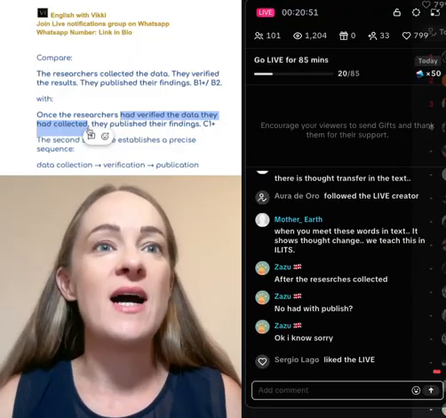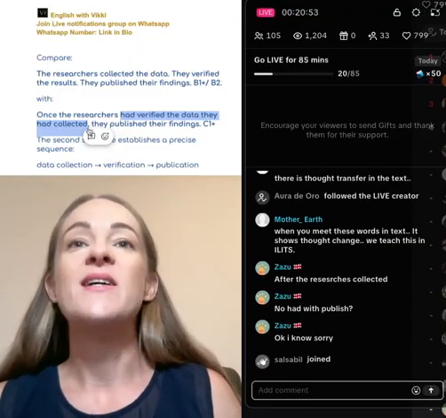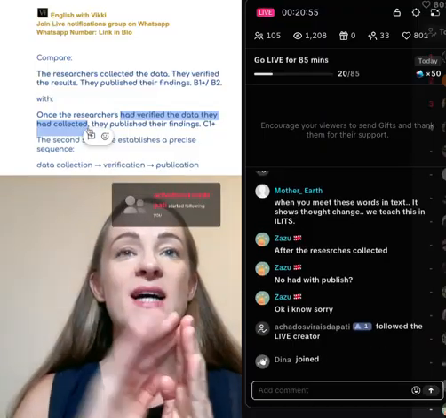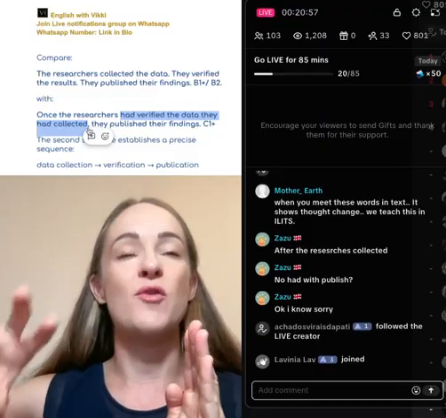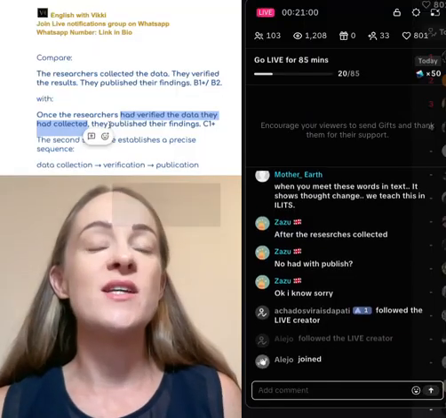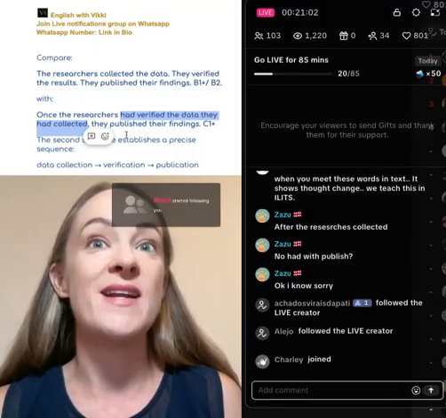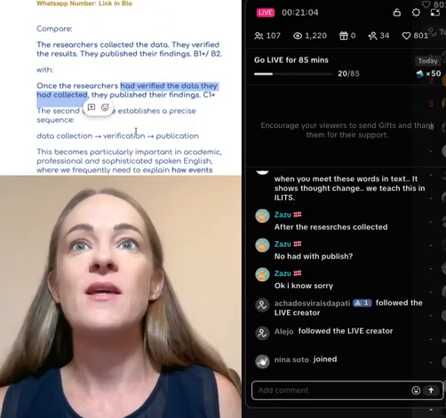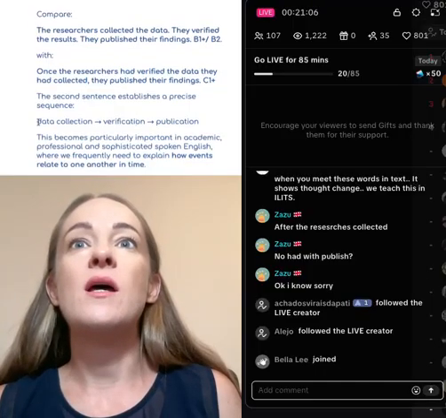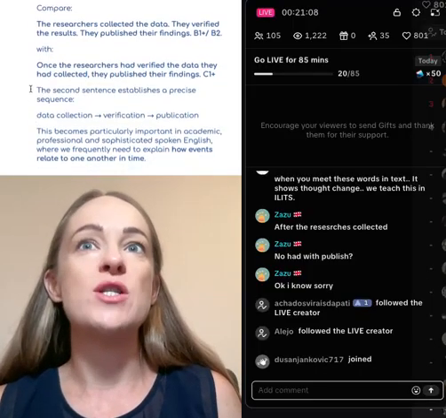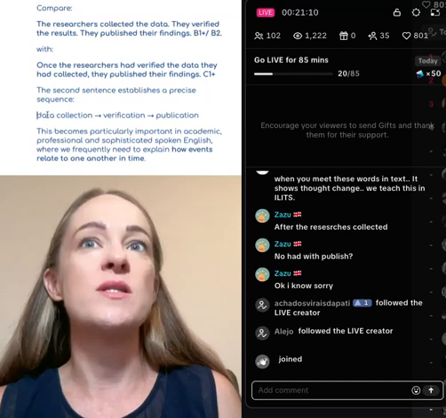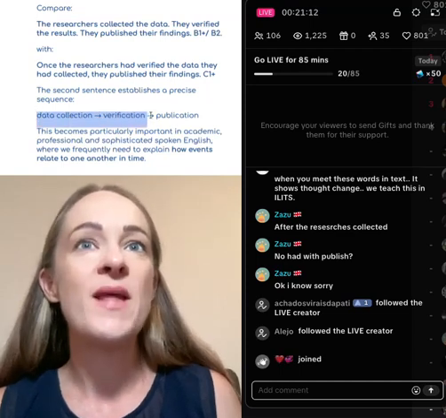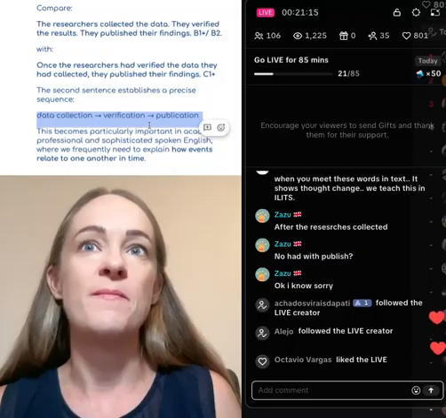Do you get it? You got it? Okay. So we're making sure that they published the data, but the other things happened before they published the data. So we're distinguishing between two events that happened in the past. Okay? So the second sentence establishes a precise sequence. So first was the data collection, the data verification, and then there was the publication.